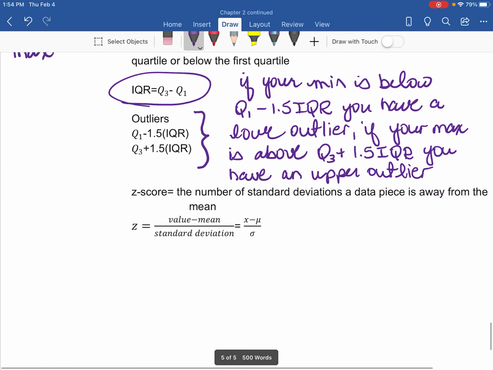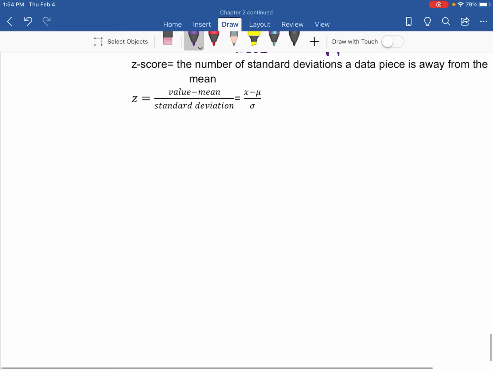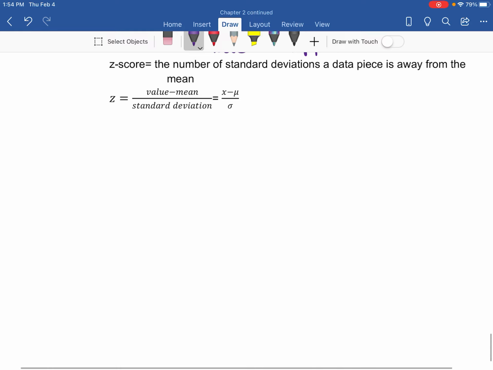Another measure of position, which allows you to see where a data piece falls within its whole data set, is called a Z-score. A Z-score tells you how many standard deviations a data piece is away from the mean. So the way that you do that is you take your value, subtract your mean, and divide by your standard deviation. So that'll give you the number of standard deviations your data piece is from the mean.